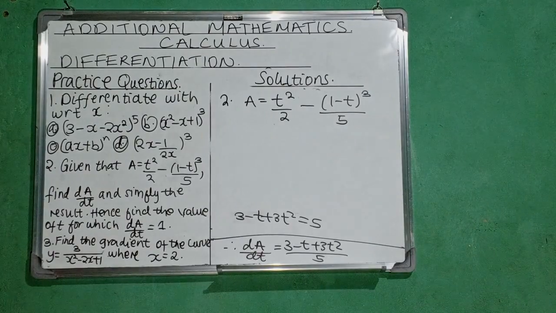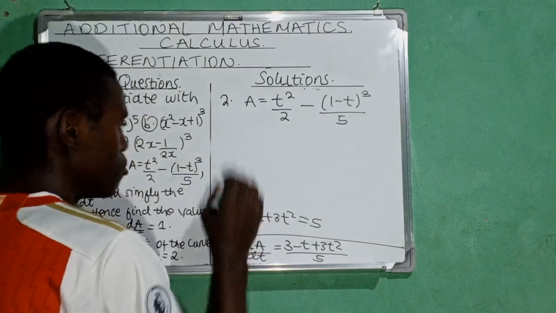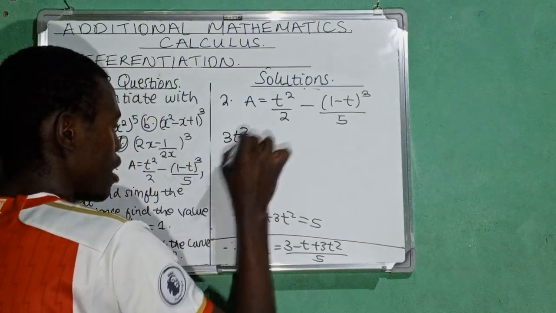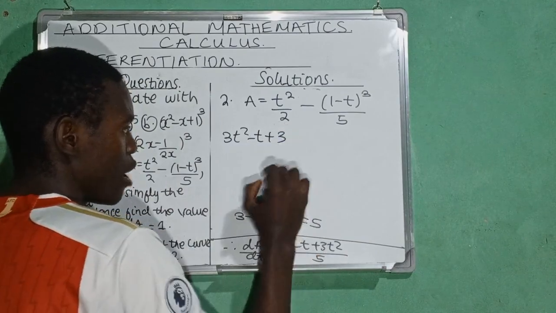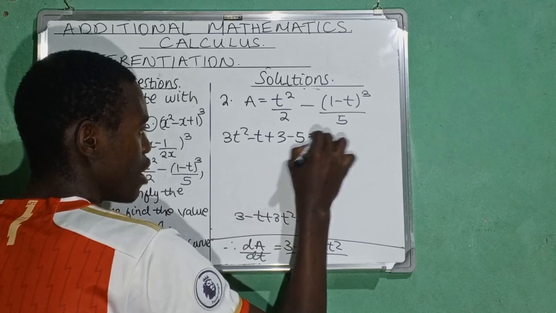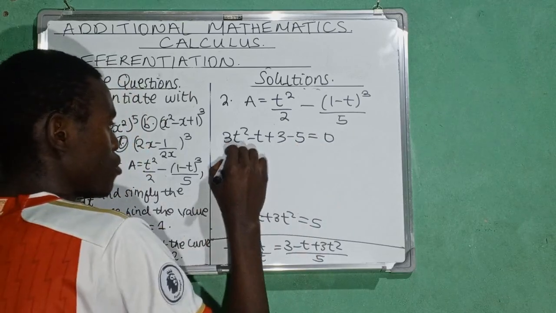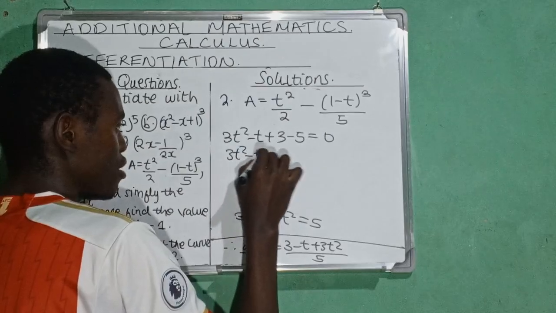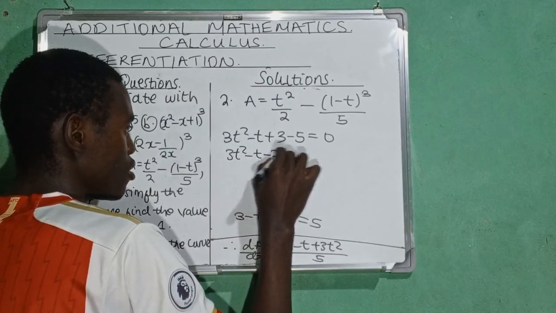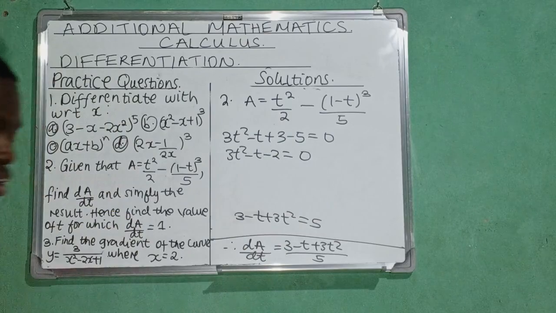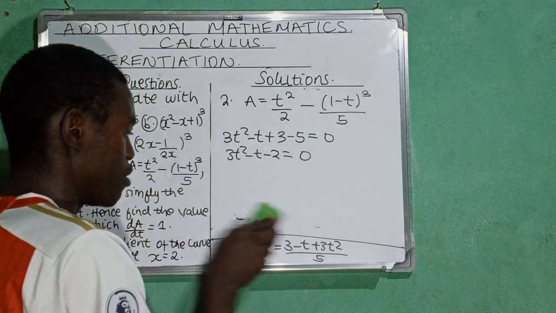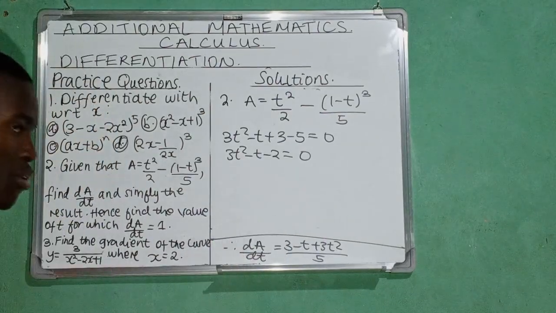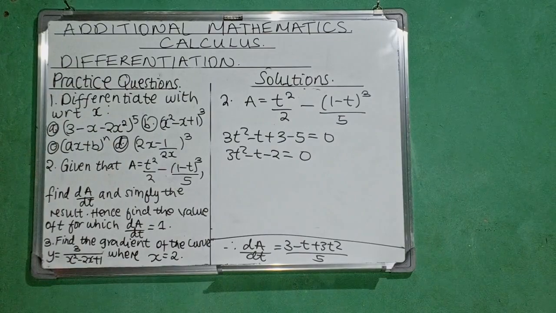Okay, so here we're going to write it in the standard form. This is 3t squared minus t plus 3. The 5 will go to the other side to become minus 5 is equal to 0. So 3t squared minus t minus 2 is equal to 0. Right, we have our quadratic equation there, and then we need to solve it. So we need to check for factors. Can we solve this by factorization?